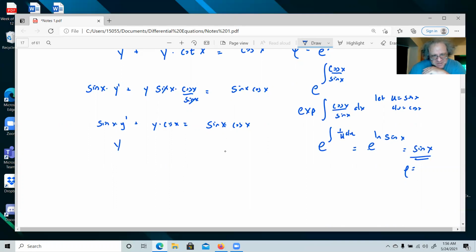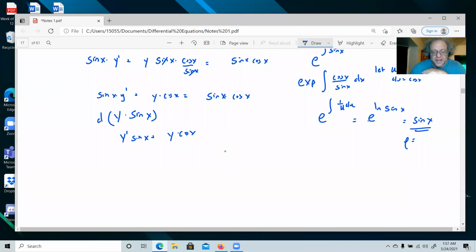Okay, so this is going to be y times sine x, and we're taking that as a derivative. Let's check. Derivative of the first times the second plus the first times the derivative of the second. Hey, that matches up pretty well. So we're good. So we have the derivative of y times sine x, and then on the other side, we've got sine x cosine x.